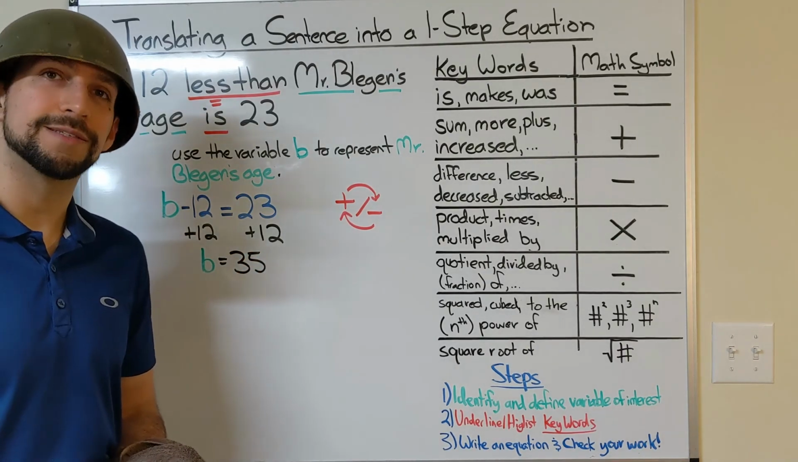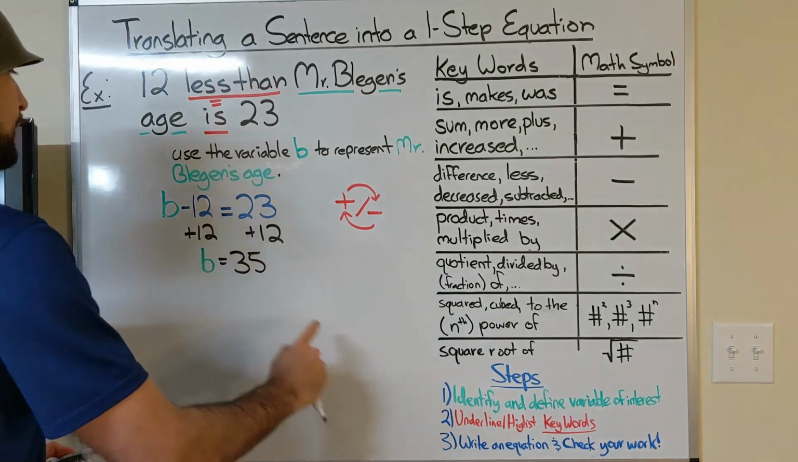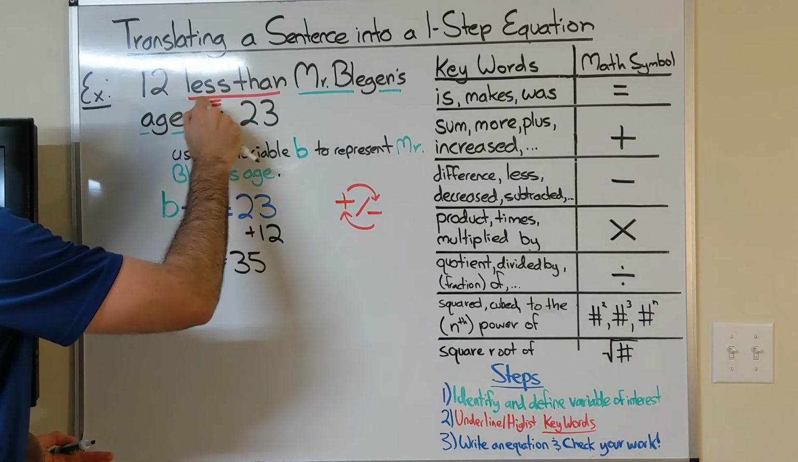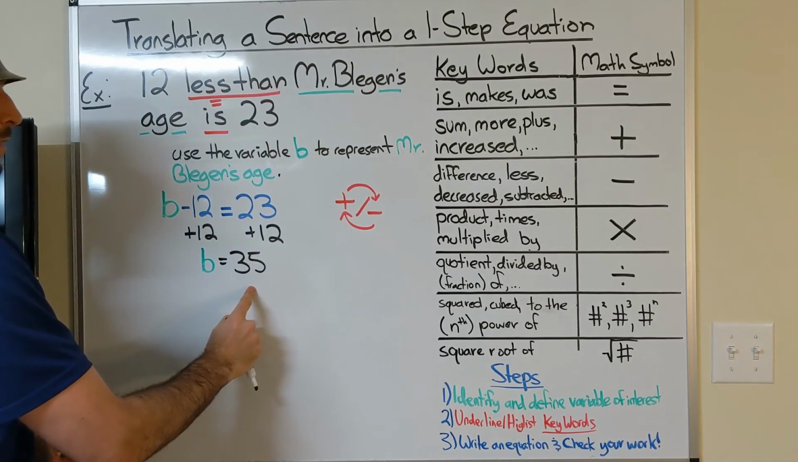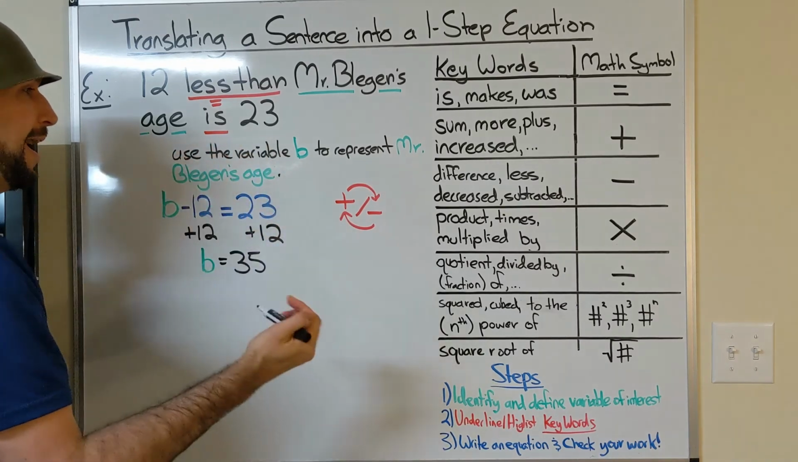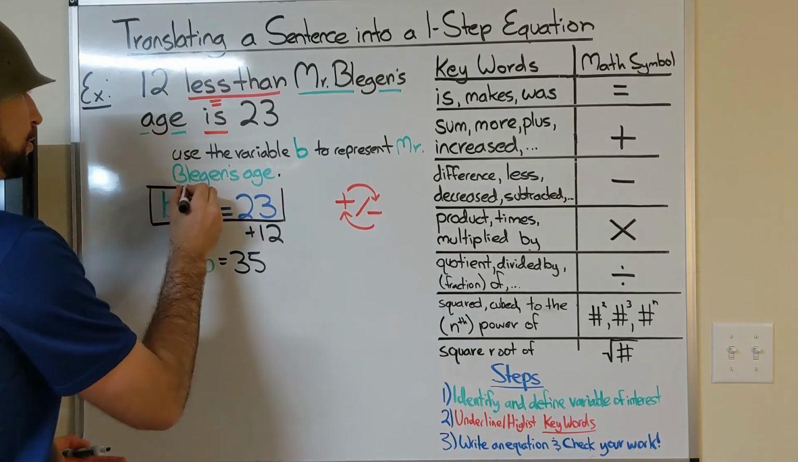Well, that makes a lot more sense than a negative age, but let's put it into our word problem and make sure it makes sense. So if Mr. Blegan's age is 35, what's 12 less than 35? Well, 12 less than 35 is 23. So now we've written this word problem as an equation correctly.